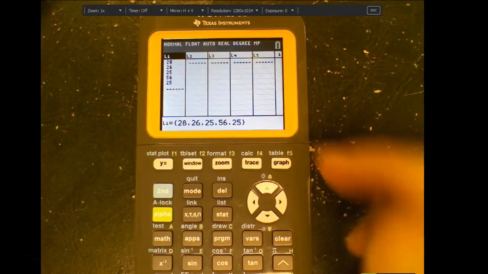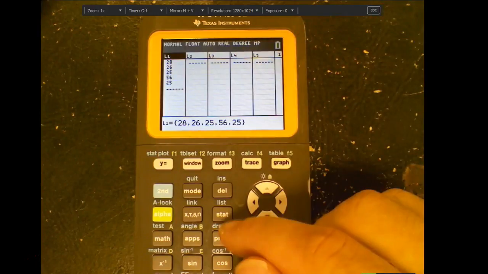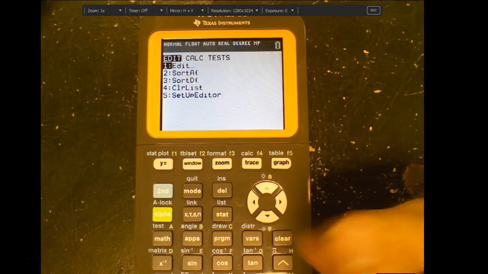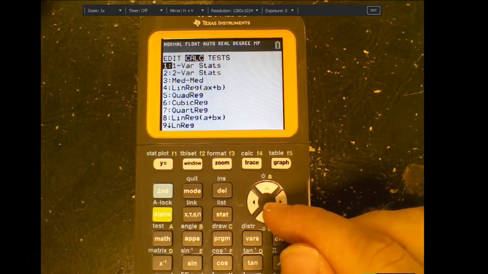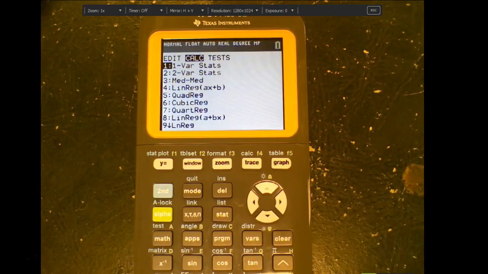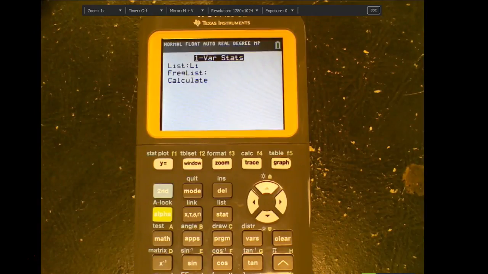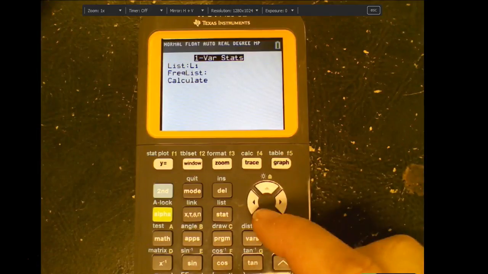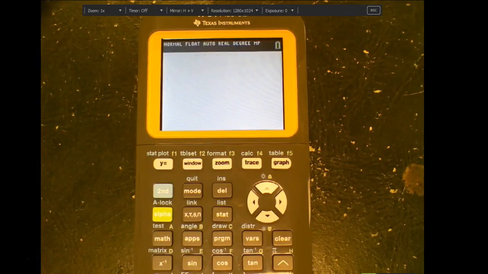Anyway, now that I have my list of data in there, if I go back into Stat and I go under Calc, we only have one variable here. It's just one list of data. So I'm going to choose my one variable statistics right there at the top, and I'm going to hit Enter. Yes, I did put my data into list 1. We did not have a frequency list, so I got to leave that empty. And I'm going to hit Enter.